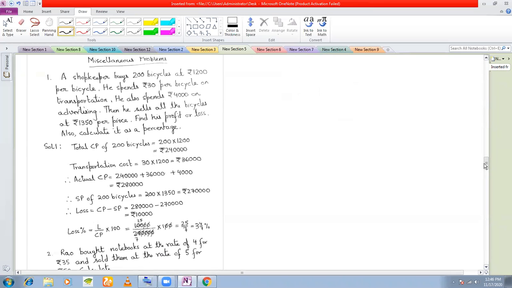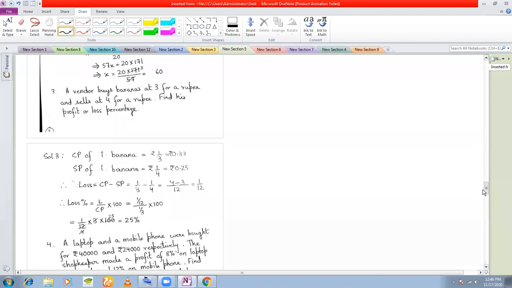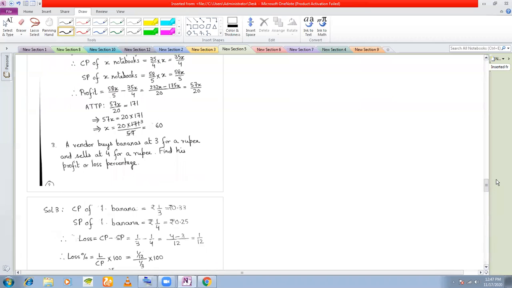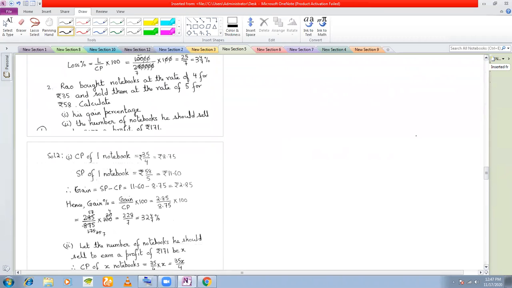We now come to some of the miscellaneous problems here. Let us work out some of the important ones. Let us see number 2. Rao bought notebooks at the rate of 4 for rupees 35 and sold them at the rate of 5 for rupees 58. So clearly here he bought 4 notebooks for rupees 35. That means his cost price is how much? If 4 notebooks cost rupees 35, how much does one notebook cost? 35 by 4, right? Rupees.